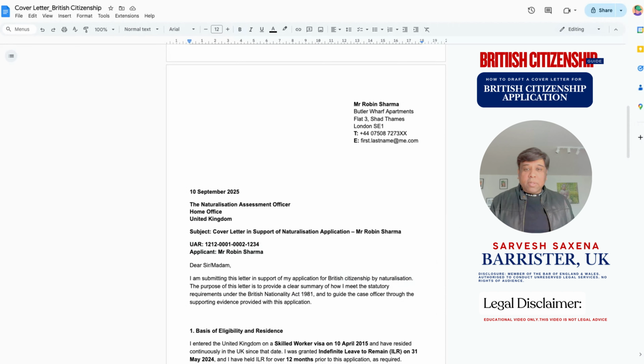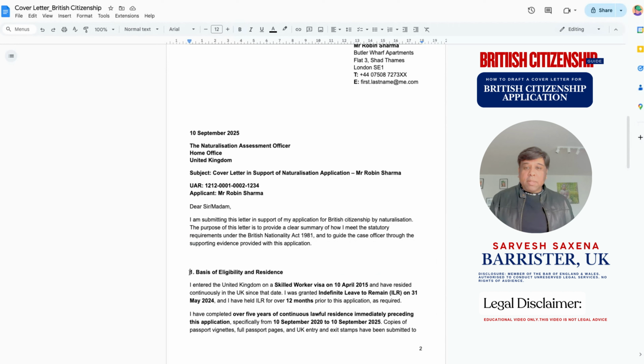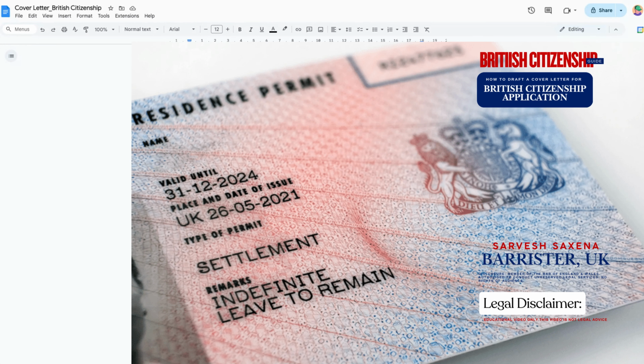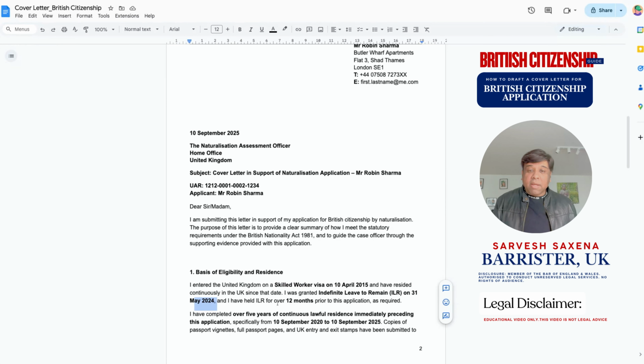So let's look at the basis of eligibility. So we are saying here the basis of eligibility and residence. I entered the UK on a skilled worker visa on 10th of April 2015 and have resided continuously in the UK since that date. I was granted indefinite leave to remain, which is ILR, on 31st of May 2024, and I have held ILR for over 12 months prior to this application as required. So I have clearly stated the dates. Dates are extremely important. This is the date of entry into the UK. Then when I was granted ILR, which is 31st of May 2024. This should be evident on your passport, and then you have waited for 12 months.